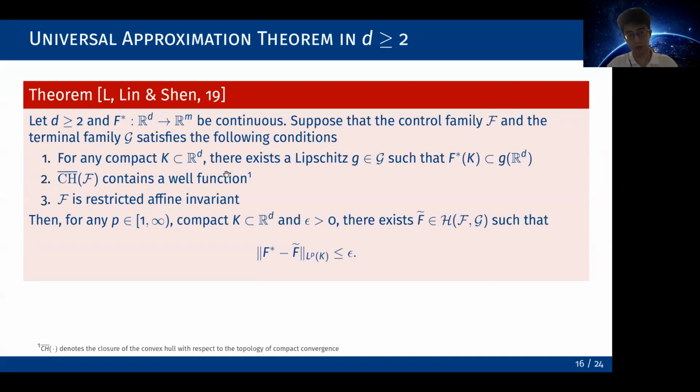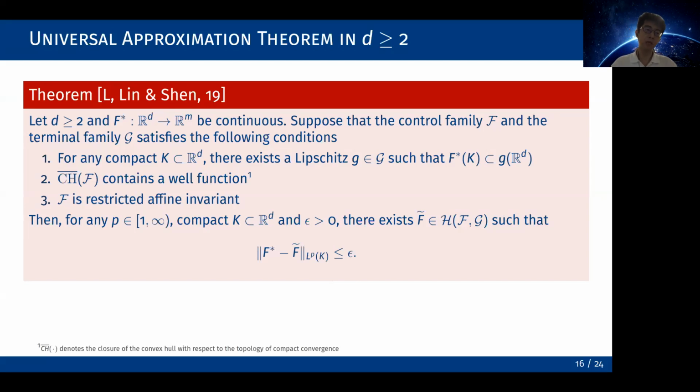So this is where well functions come in. This is the second condition. And the third condition is that our control family is restricted affine invariant. If you verify these three conditions, then one can deduce that we have a universal approximation property of this family in LP. In fact it's LP local, so it's every compact set.